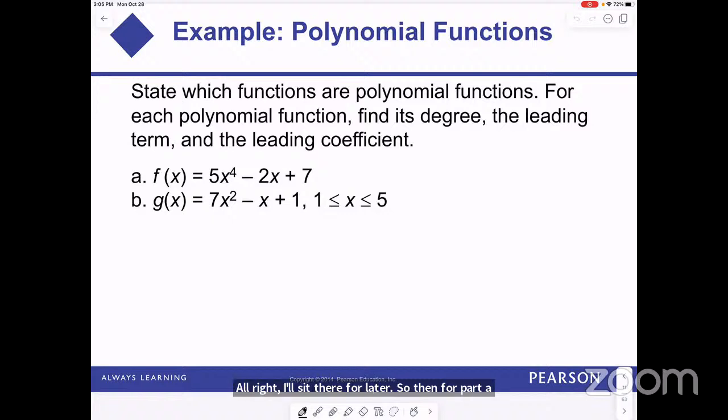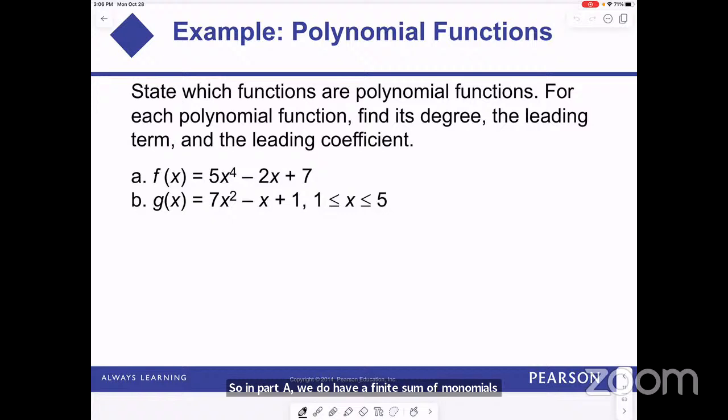In part A, we have a finite sum of monomials, right? This is a trinomial. We have 3 terms. So tri meaning 3, like the Tri-Wizard tournaments, Harry Potter. The first terms are things that we add and subtract. Factors are things that we multiply and divide. So the first term in this case is going to be that 5x to the 4. The second term is the negative 2x, and the third term is the 7. So in part A, we do have a finite sum of monomials, so that is a polynomial in part A.